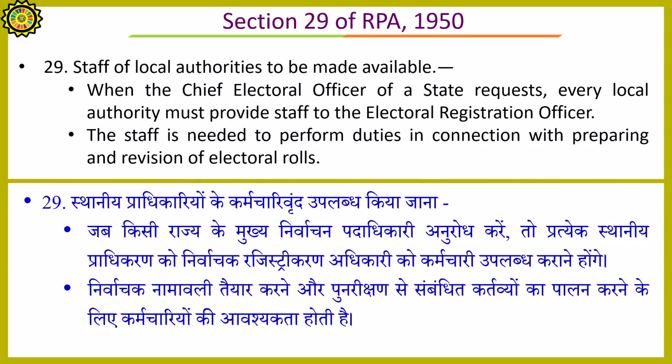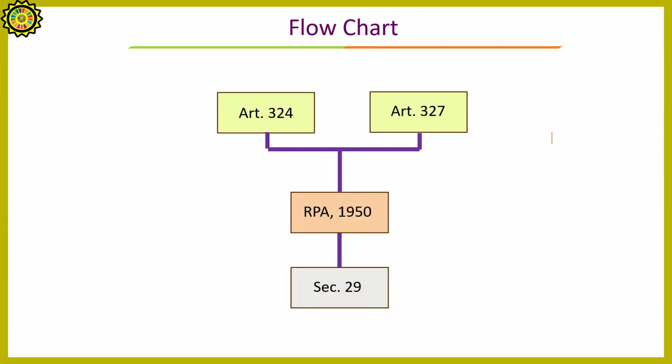When the Chief Electoral Officer of a state requests, every local authority must provide staff to the Electoral Registration Officer. Staff is needed to perform duties in connection with the preparation and revision of electoral rolls. Because of Article 324 and Article 327, the RPA Act 1950 was enacted and then Section 29 was framed.